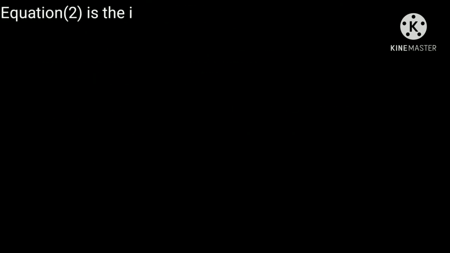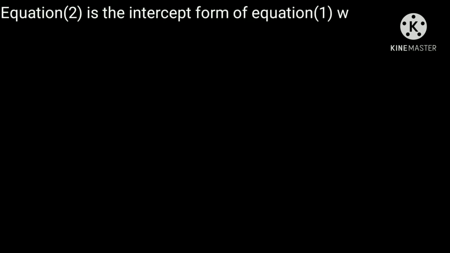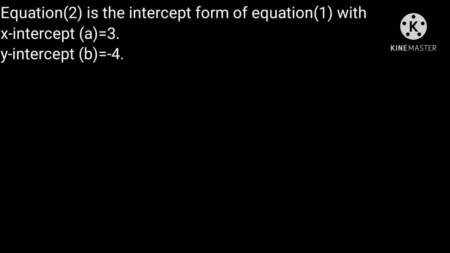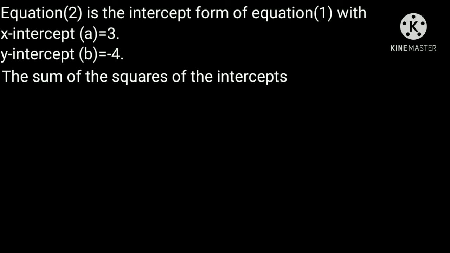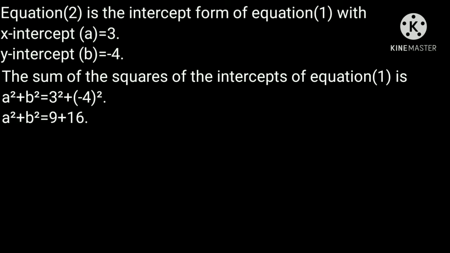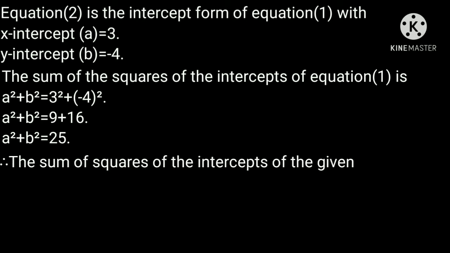Equation 2 is the intercept form of equation 1 with x-intercept a equal to 3 and y-intercept b equal to minus 4. Now we have to find the sum of the squares of the intercepts. Therefore, the sum of squares of the intercepts of equation number 1 is a square plus b square, that is equal to 3 square plus minus 4 whole square. From this, 9 plus 16, then a square plus b square equal to 25. Therefore, the sum of squares of the intercepts of the given straight line equation is equal to 25. This is our required solution.